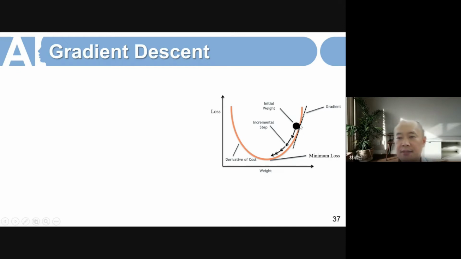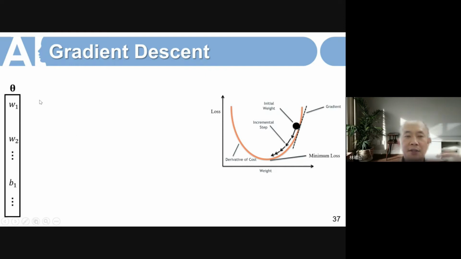The gradient is the direction to the minimum. With this direction, we can move toward the minimum. Then gradually, it will move to the minimal position. It's gradient descent.